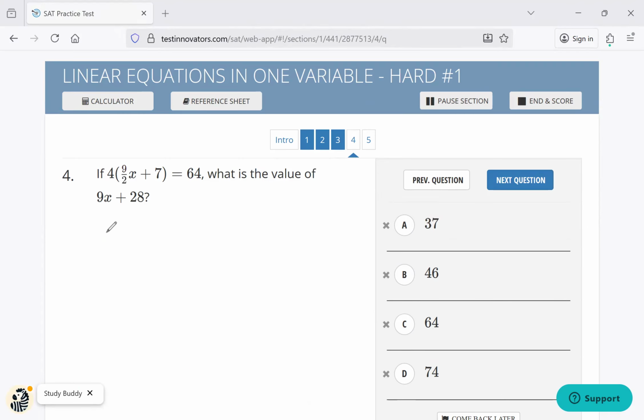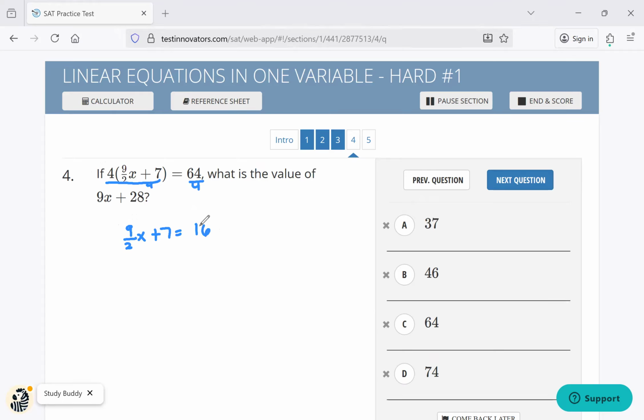Number of question 4 says, if 4 parentheses 9 half x plus 7 equals 64, what is the value of 9x plus 28? So the first thing I would do is maybe get rid of this 4 by dividing both sides by 4, right? So when I do that, I get 9 half x plus 7 equals 64 divided by 4, which is 16.